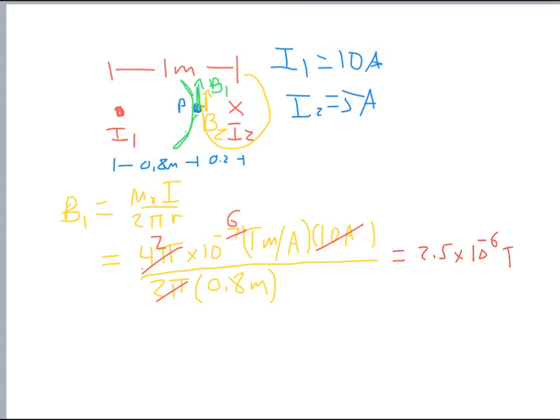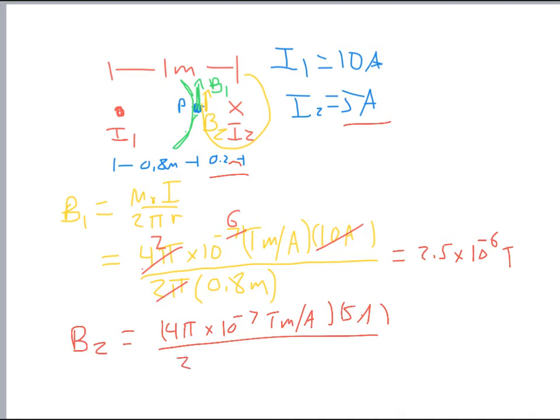And similarly for B2, we plug in the value of 5 amps and 0.2 meters. And so that's going to be 4 pi times 10 to the minus 7 Tesla meters per ampere times 5 amps divided by 2 pi times 0.2 meters, and that works out to be 5.0 times 10 to the minus 6 Tesla.